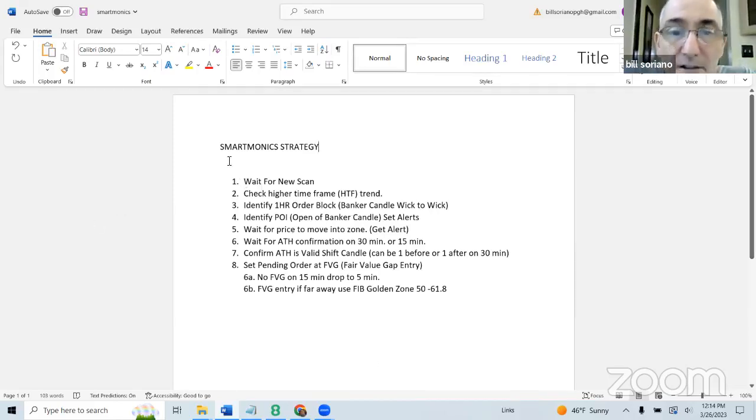So this is the strategy that we're using, the SmartMonics strategy. Now keep in mind, I did add an extra step to this: check higher time frame trend. You would never go counter trend unless Manny has that area marked up for us on the chart, like he did in the trade that I showed you.